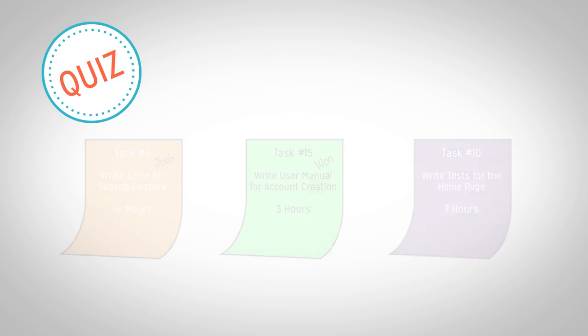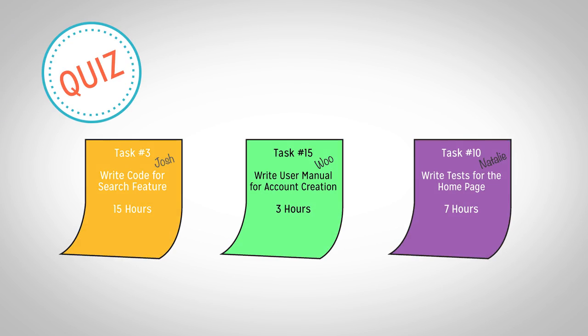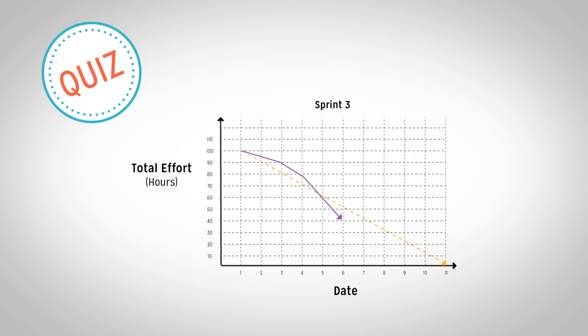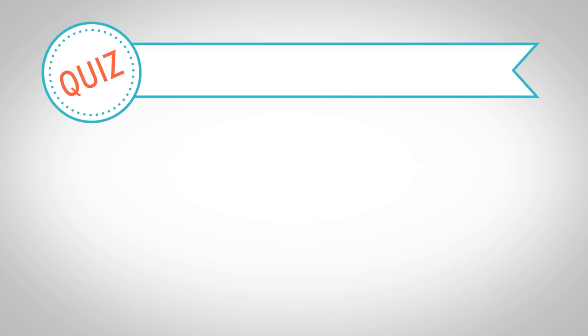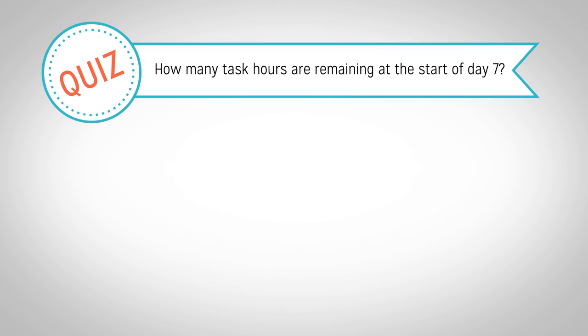These tasks were moved to the Done column of your team's task board on day 6. You are updating the Iteration Burndown chart first thing in the morning of day 7. How many task hours are remaining at the start of day 7? A. 50 hours, B. 40 hours, C. 25 hours, or D. 15 hours.